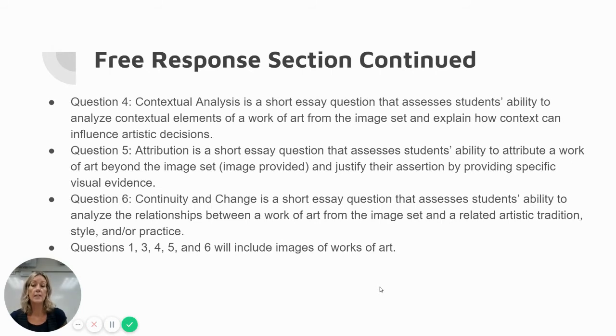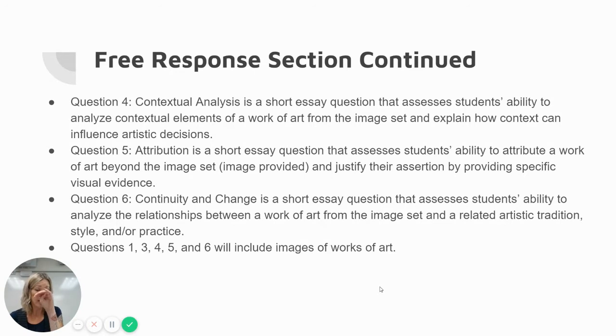Question number 4 is short essay, and this is all about contextual analysis. So how can you analyze contextual elements of a work of art, and how does it influence artistic decisions? So this is going to be driven more by the history of the artwork or the culture of the artwork, and how does that drive people to make the artwork that they make? How does religious influence and belief lead people and artists to make the artwork that they make? So that's kind of the angle for that question.